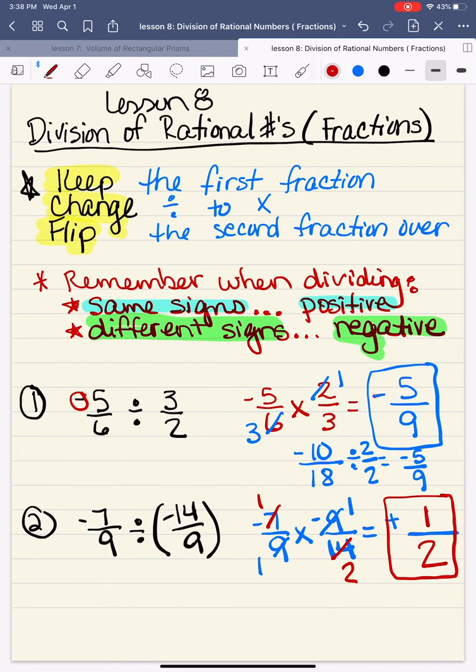So when you go and look for your assignment today, you're looking for Lesson 8, Division of Rational Numbers, with our focus on fractions.